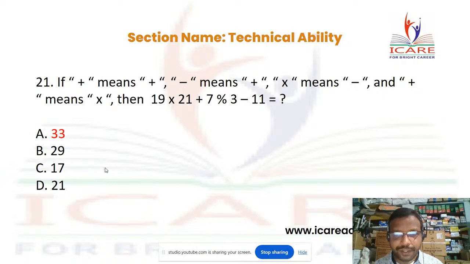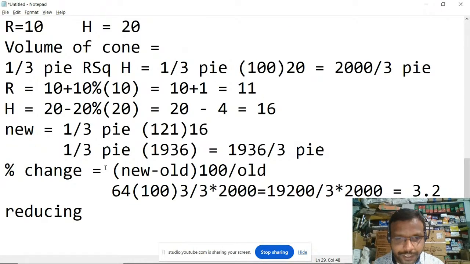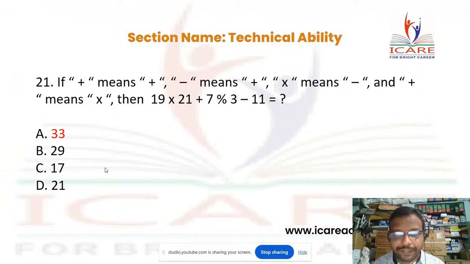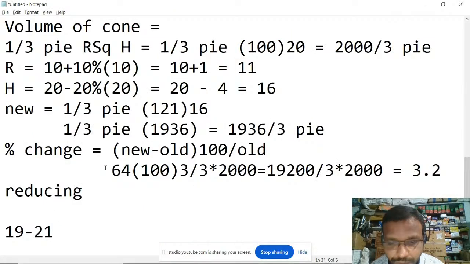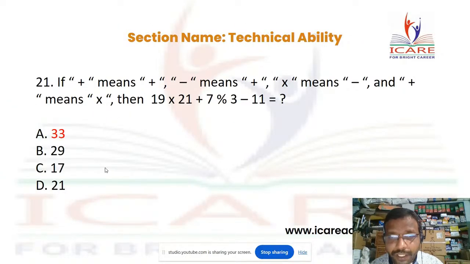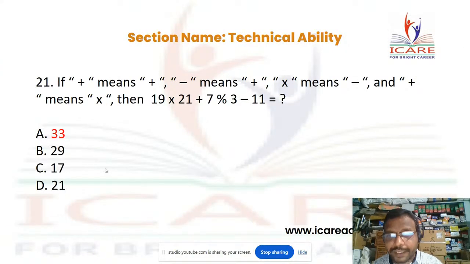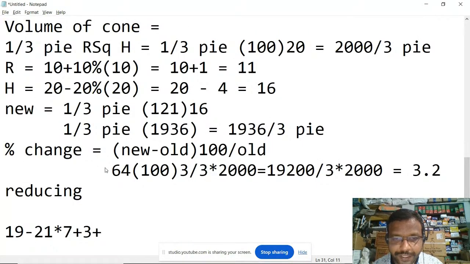So 19 into 21. Into means minus. So 19 minus 21 plus 7. Plus means what? Plus means into. Into 7 divided by. So divided by means plus 3 minus 11. Minus means plus 11.